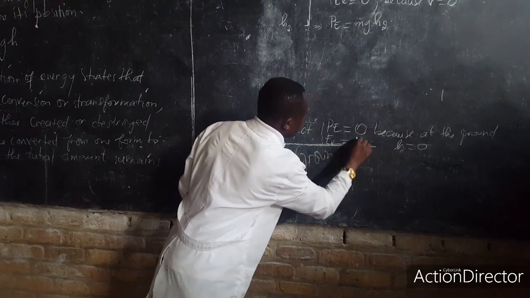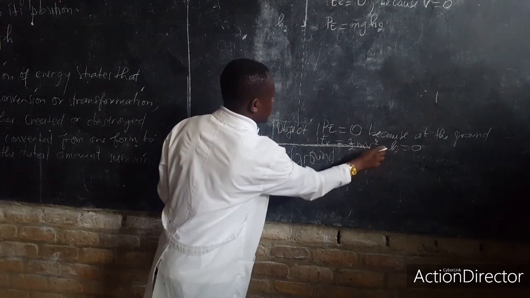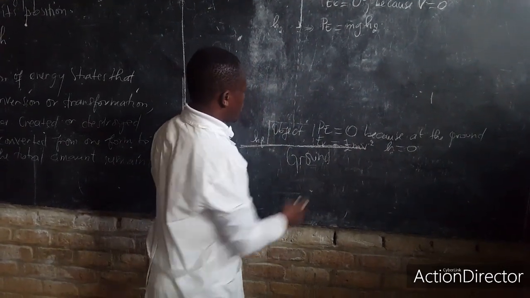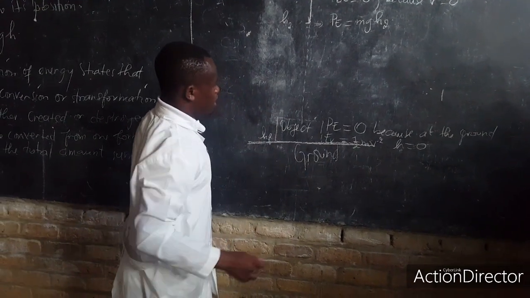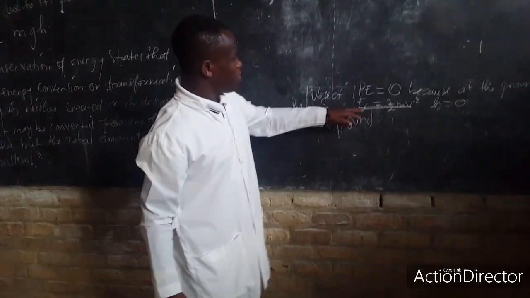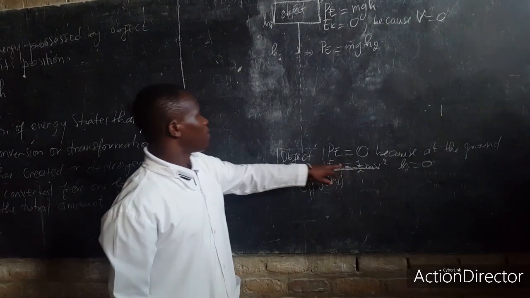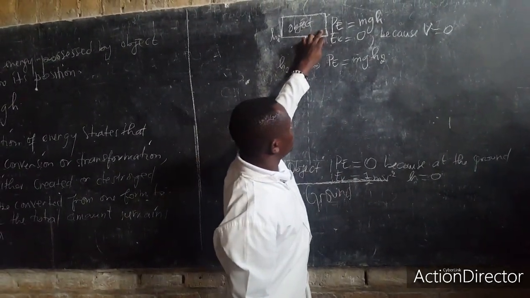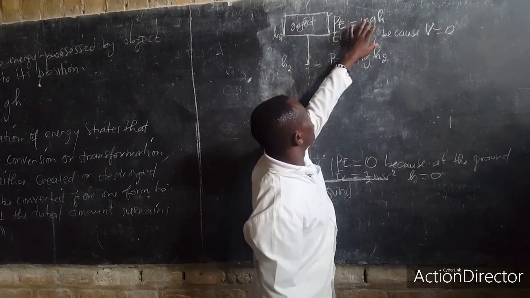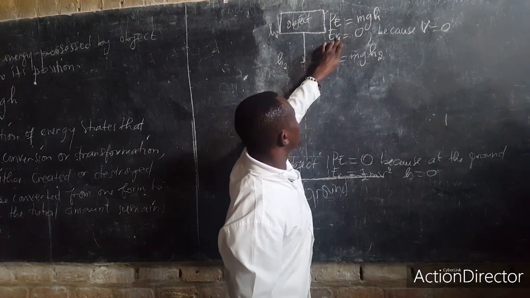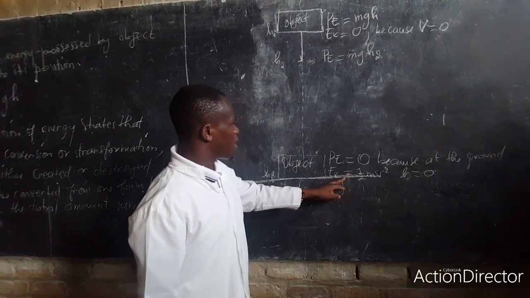So it will be given by 1/2 mv squared, where v is the velocity of our object at the ground. So here kinetic energy will be maximum, where potential energy will be minimum, equal to 0. Here potential energy will be maximum and kinetic energy will be 0. When we take the summation of potential energy and kinetic energy here, it will be the same as the summation of potential energy and kinetic energy at this point.